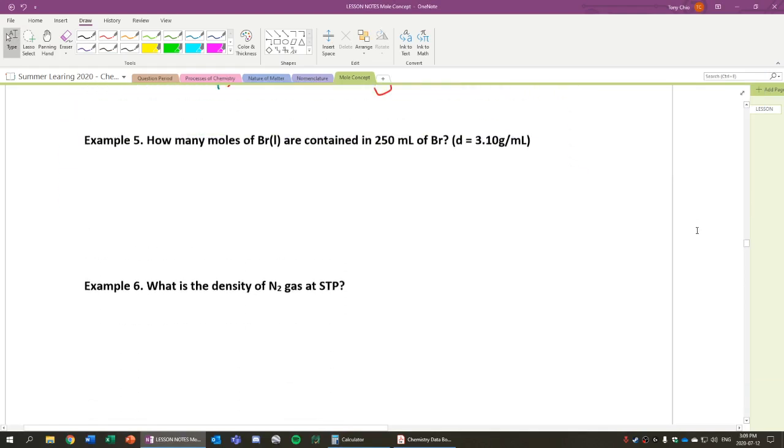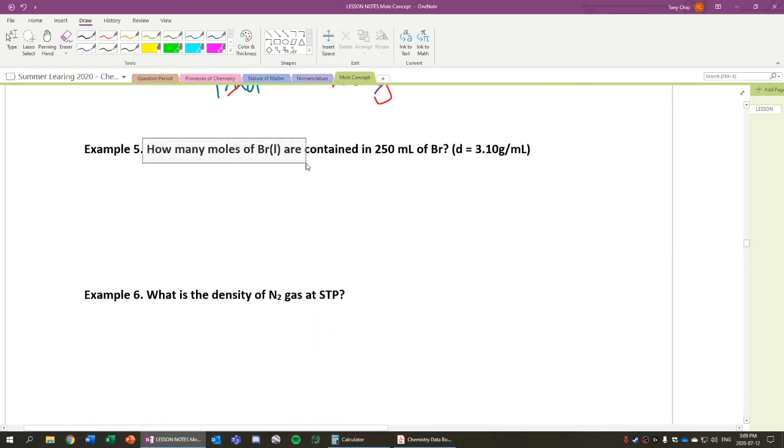Okay. How many moles of bromine liquid are contained in 250 milliliters of bromine? Alright, so one of the things we've got to change with this question is that bromine is actually what we call a diatomic. Diatomics means they can only exist in pairs in nature, so this actually should be Br2. That's why this should be Br2 as well. Okay? So diatomics are things that can only exist in pairs in nature.